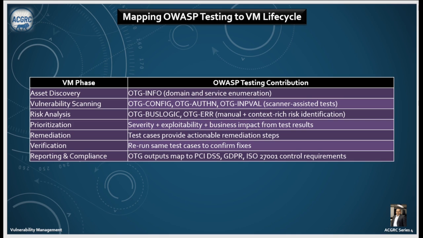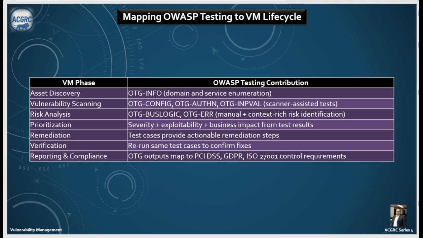Under the remediate phase, from a VM perspective, it fixes the issue, patches the code, updates the configuration, or applies compensating controls. But when it comes to OWASP, each testing phase includes remediation tips, secure coding guidelines, and links to fixes. Developers can use this information to write secure code and avoid reintroducing the flaws.